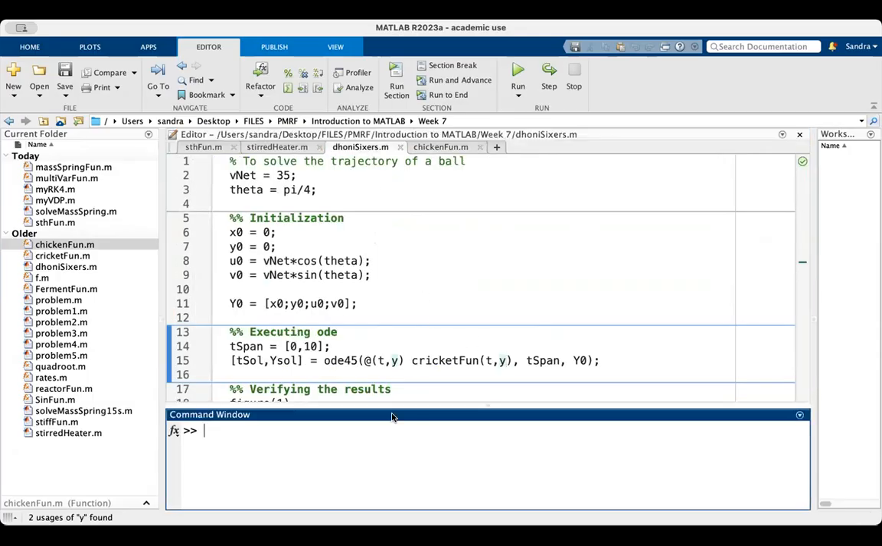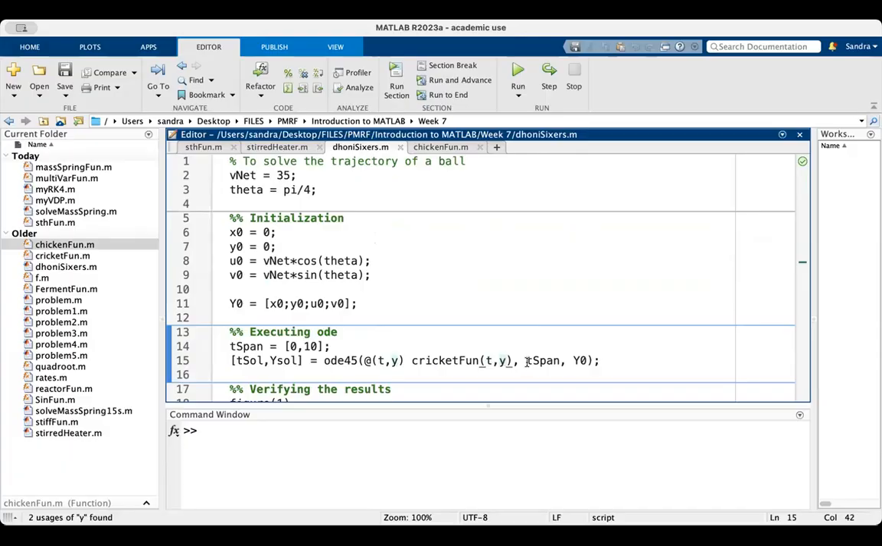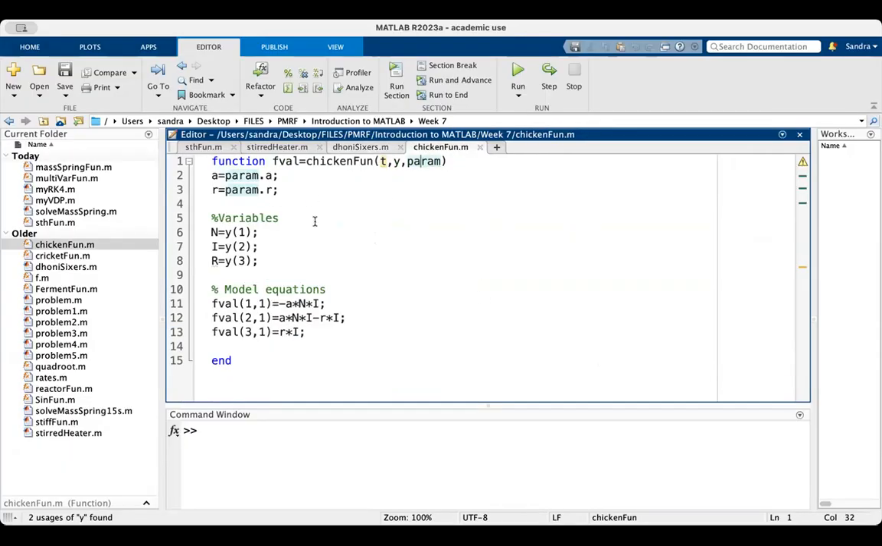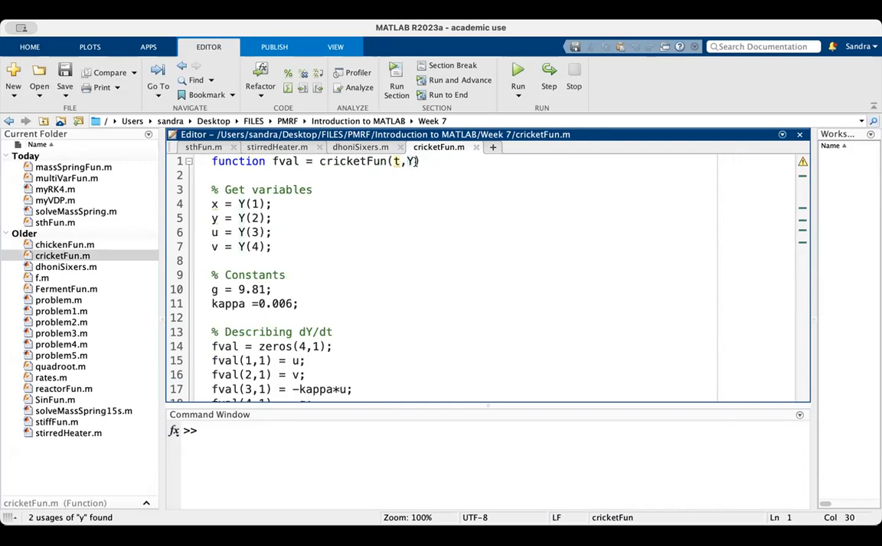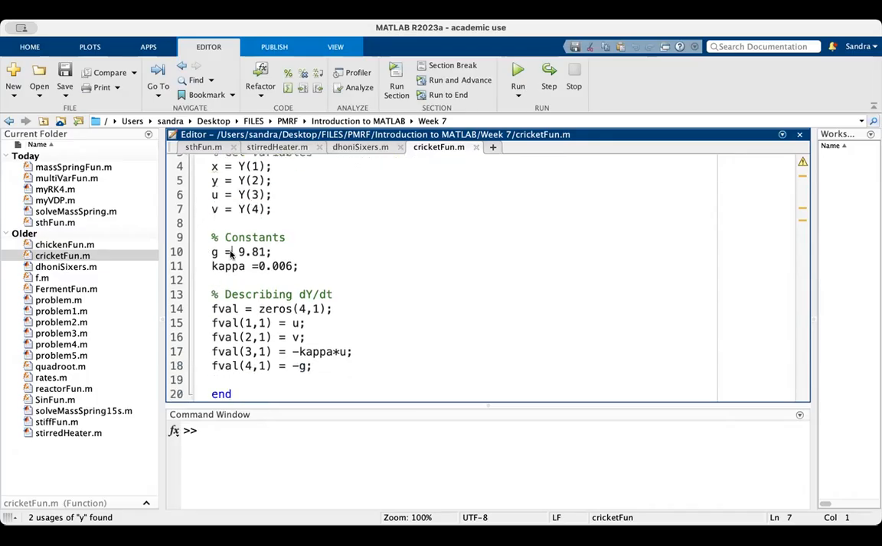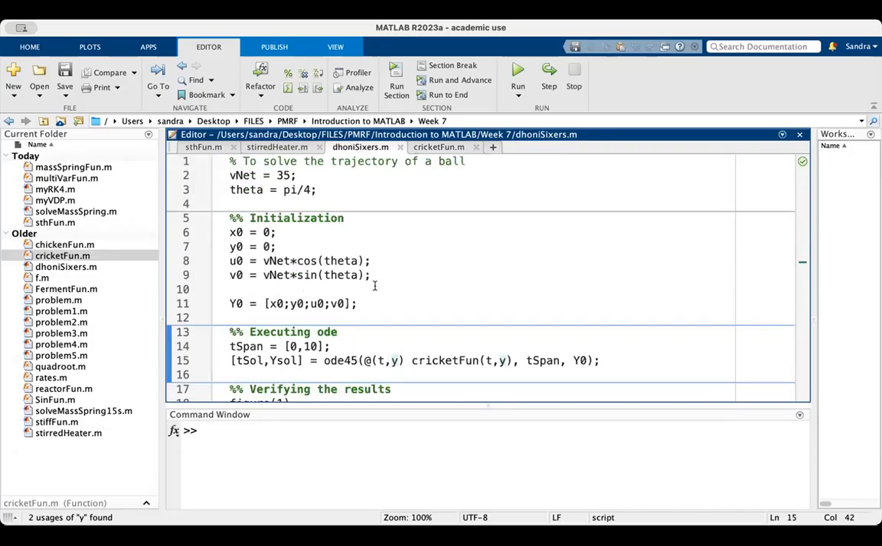I'll have to run this and see if this works. So t, y, and you have some other variable here. Sorry, this is not the function. This is the function, right? I was looking at the wrong function. So it takes t and y. The first variable is x, second variable is y, next variable is u, then next variable is v. Now these are the constants g and kappa, 0.006, and my function values are: first function is u, second function is v, third function is minus kappa u, and the fourth function is minus g. This will be four rows, one column, a single column vector that will go to this function.